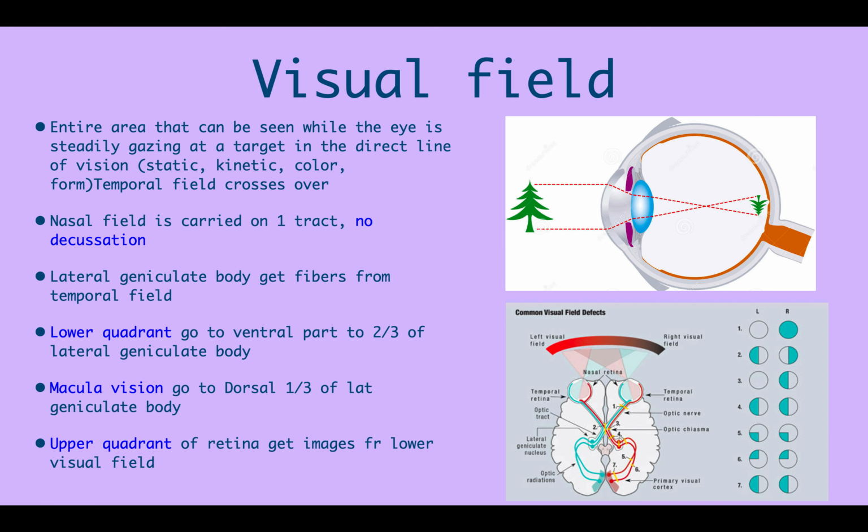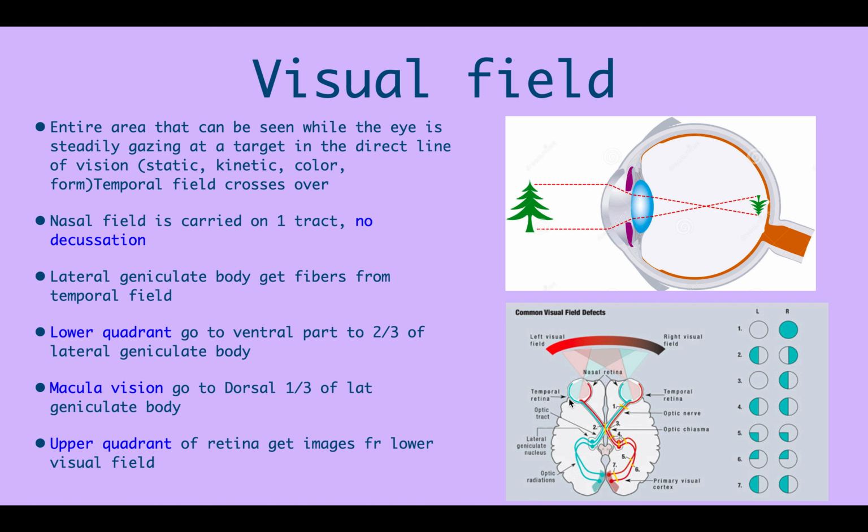Okay, so what is the visual field? The visual field is the area that can be seen when the eye is steadily gazing straight ahead. And you are able to interpret static objects, like a tree, kinetic objects, so if the tree is moving because of the breeze, color, and form. So what's important to know is the temporal field is the one that crosses over. The nasal field is going to be carried by one tract, so there's no decussation.